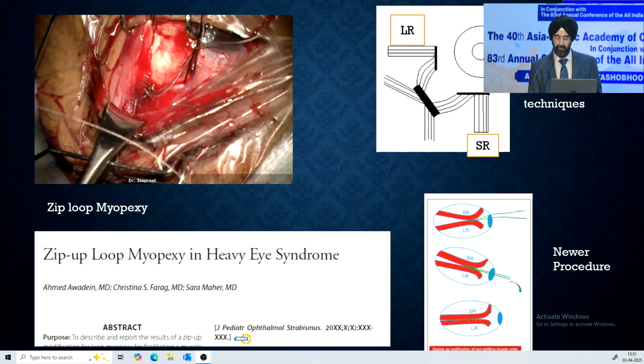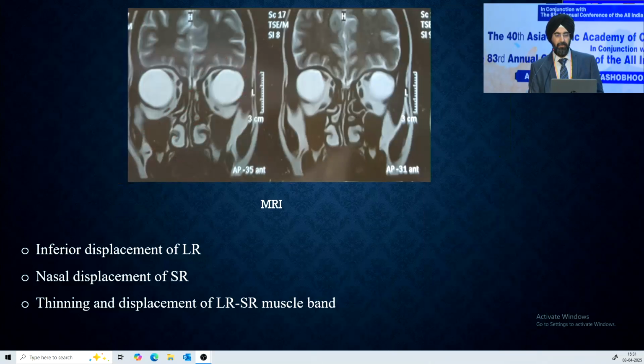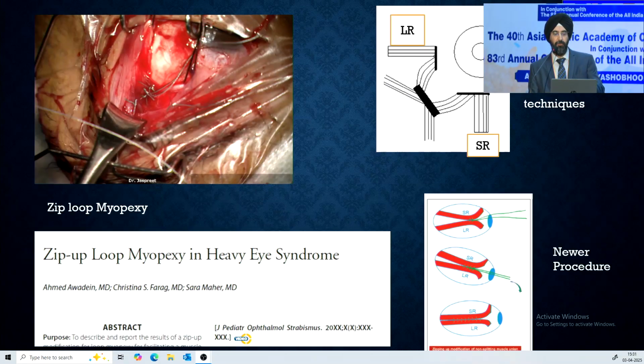Here what happens is the superior rectus is shifted nasally and the lateral rectus is shifted inferiorly. You have to bind those two, either using some kind of non-absorbable suture or by doing a zip loop. That means zipping the lateral rectus and the superior rectus so that the globe is pushed centrally. So that's how it is done.